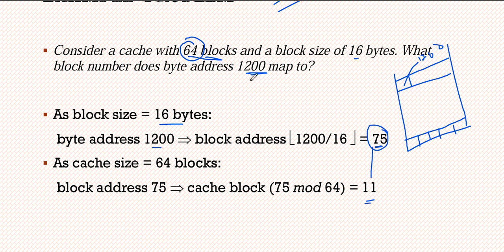Yeah, you have a byte address of 1200, and now you are picking it 16 bytes by 16 bytes by 16 bytes. So when will you get to 1200? The 75th time, right? Because 75 times 16 is 1200. But the 75th time, you'll be out of the cache memory, right? So use modulo to see where actually it will be competing for. It will be competing for what? Block 11, right? That's what you see.